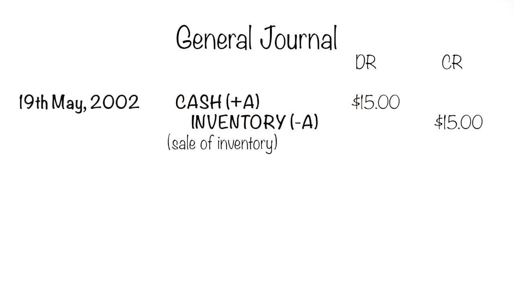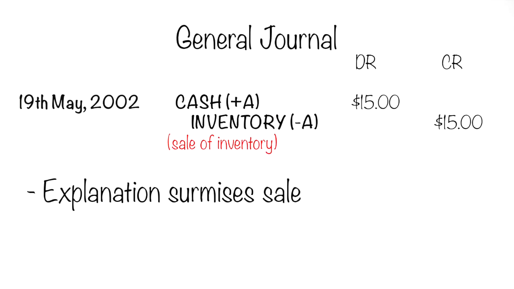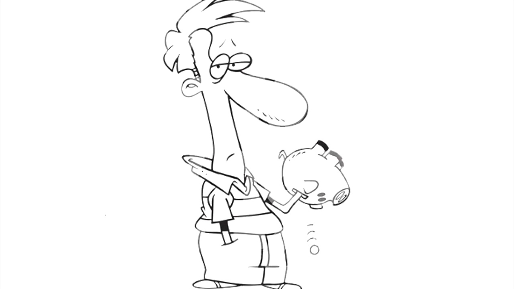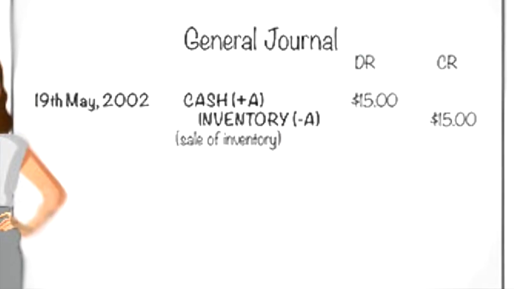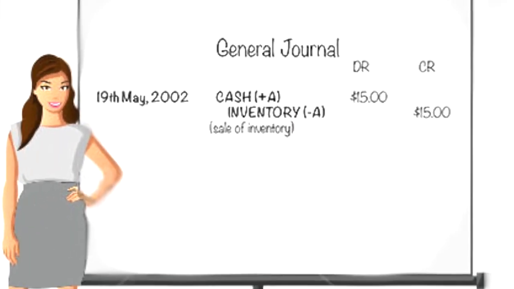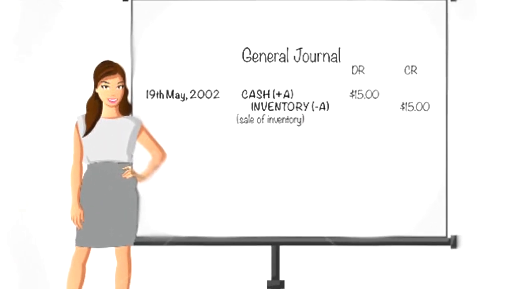Finally, this entry is closed by an explanation of the transaction that took place to make the accounts change. Just as your dad might have asked where all your pocket money had gone, this explanation surmises what you spent your money on. Now that you understand the basic format of a journal entry, you too can create a chronological journal of your transactions.